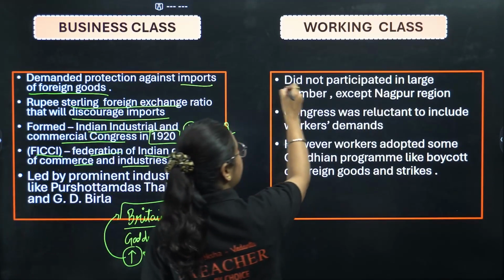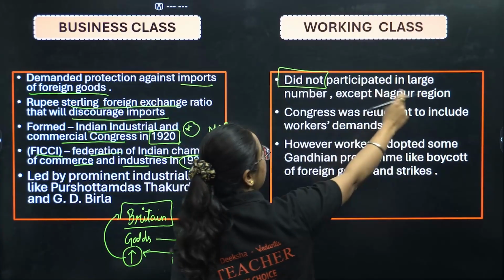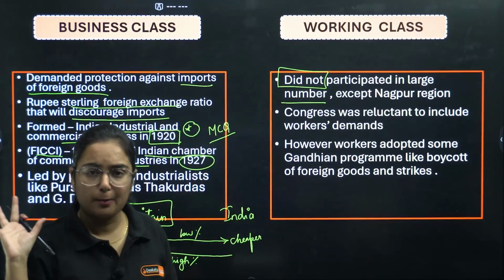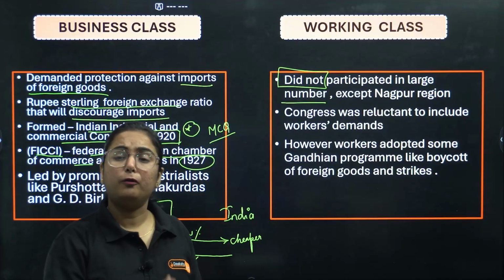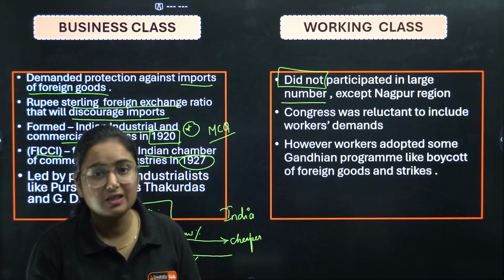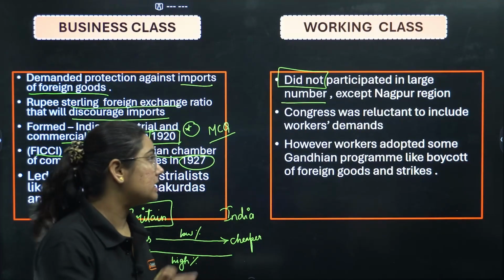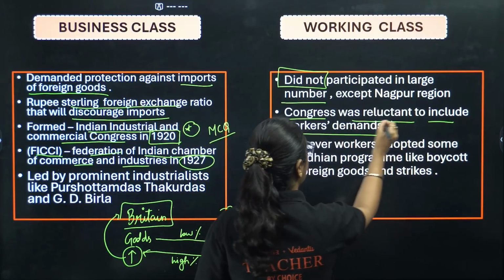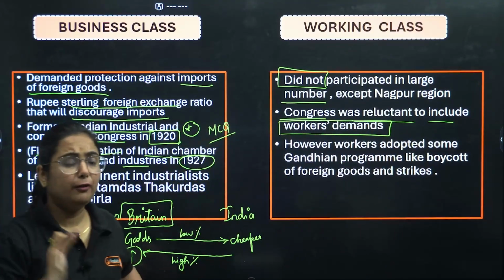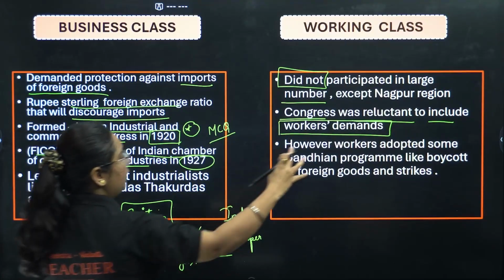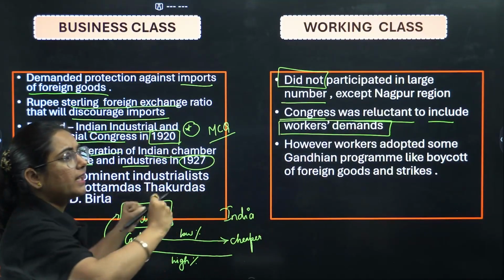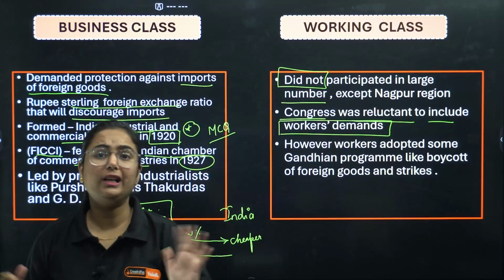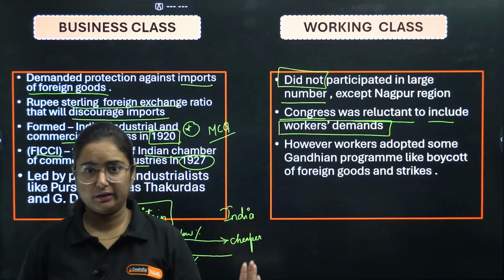They did not participate in large numbers except in one region, that is the Nagpur region. So, the relation of the working class was also uncertain in CDM because Congress was reluctant to include the workers' demands. See why? If we talk about this business class and working class, it is a relation between the boss and a worker, right? Will they have a cordial relation? They will never have a cordial relation.